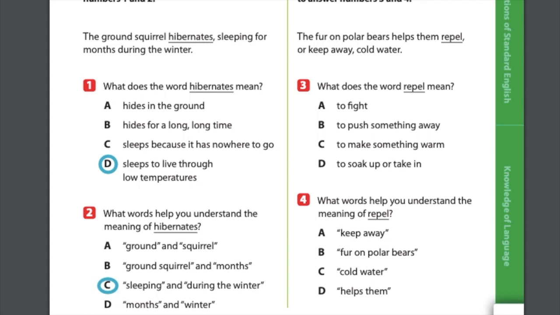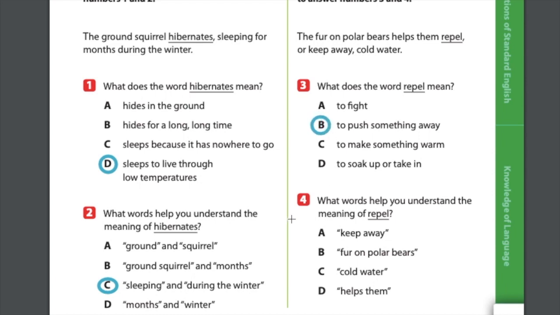Likewise, on the other side, read the sentence below, then use it to answer numbers 3 and 4. The fur on polar bears helps them repel or keep away cold water. What does the word repel mean? Well, to fight, to push something away, to make something warm, to soak up or take in. Okay, well, none of those are word for word here. Repel or keep away. Well, right here, if you push something away, you're helping to keep it away. So I think right now that's what I'm going to put.